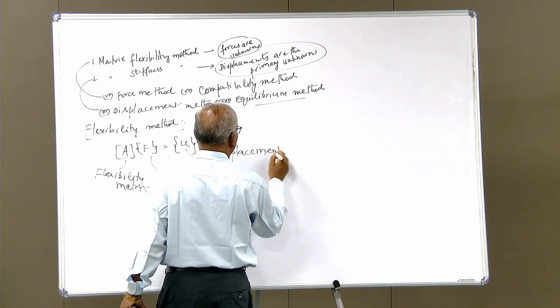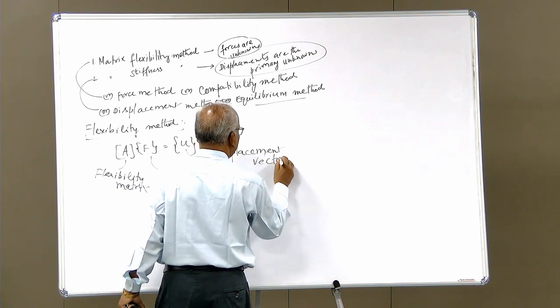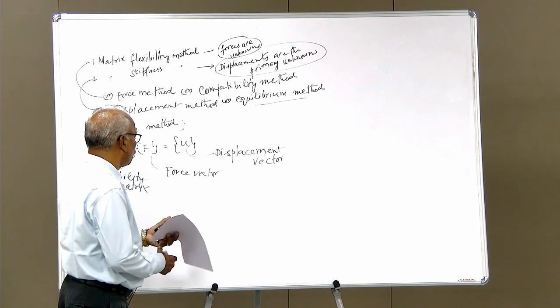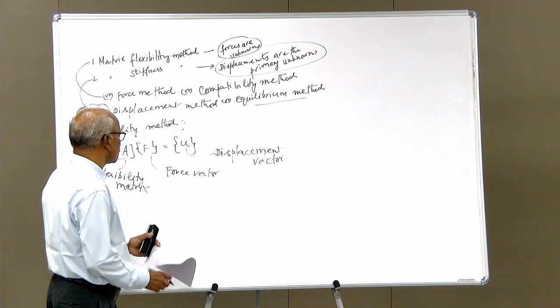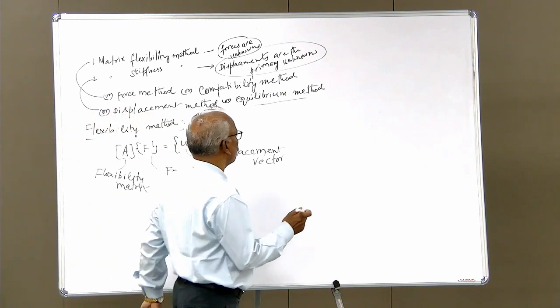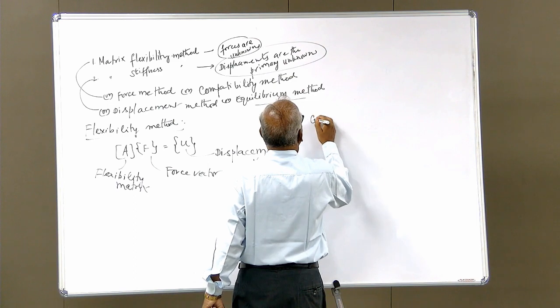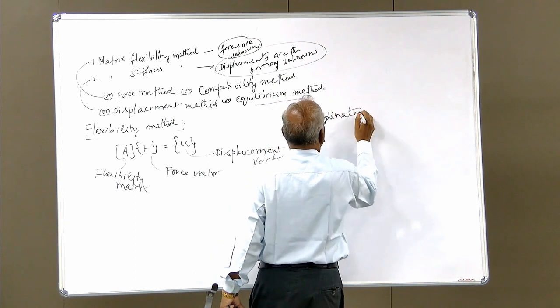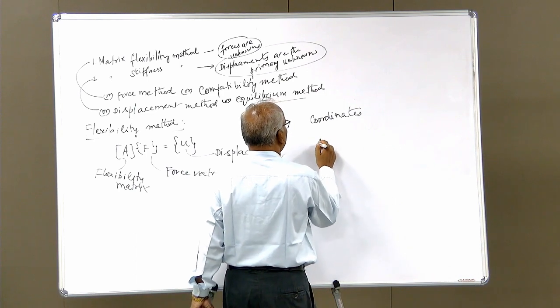Displacement vector. Now, when you form the flexibility matrix or displacement vector or force vector, we use what is known as coordinates. Let us take a simple example of a cantilever.